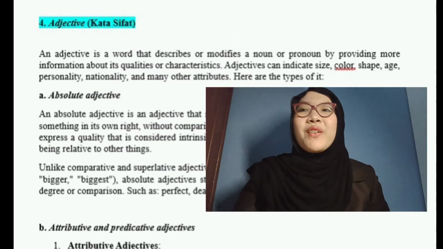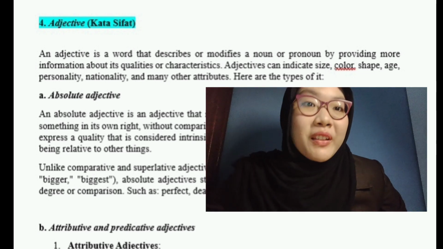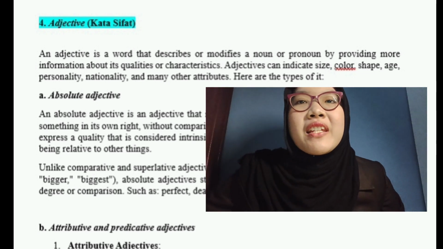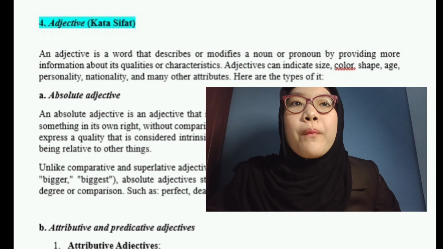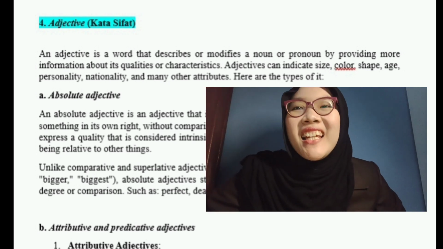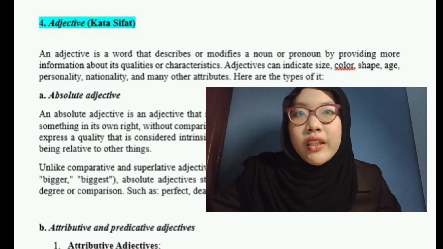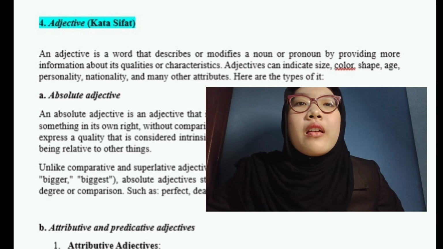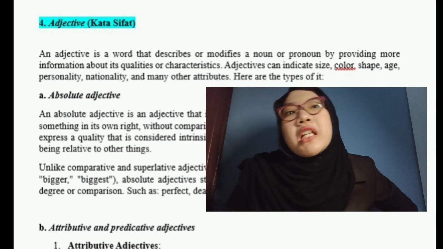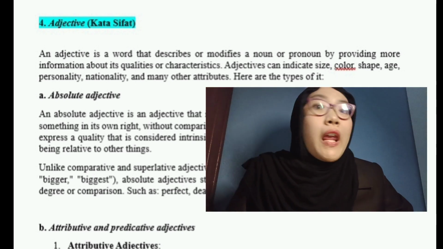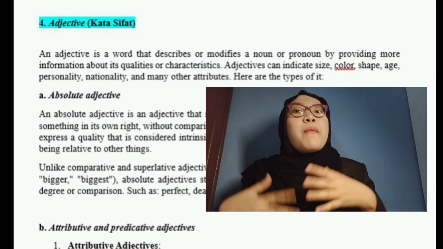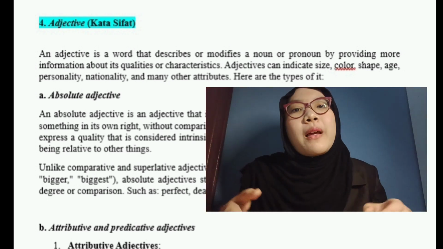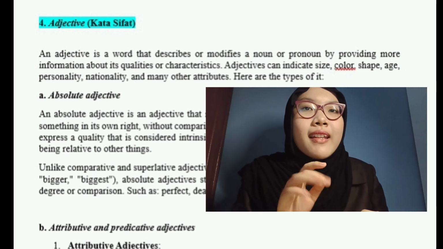And also, let's go for adjective. An adjective is a word that describes or modifies a noun or pronoun by providing more information about its qualities and characteristics. It can indicate actually the size, color, shape, even age or personality, nationality, and many other attributes of something. Here are the types of it.